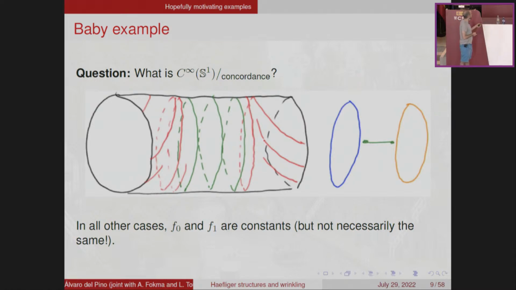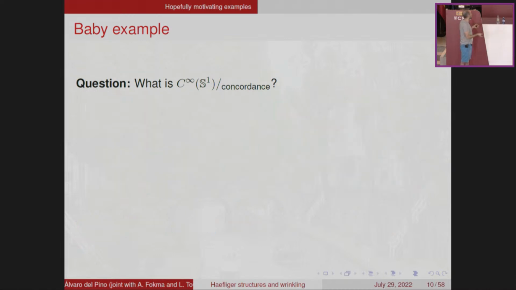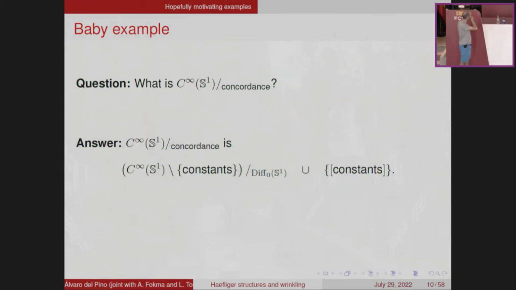So what we've proven is that if you see a concordance of this type, then the functions have to be just constants, but they don't have to be the same constant. Okay, so what is the punchline? Let's wrap this example. We have a complete answer: functions up to concordance is basically one of the elements is the class of the constants, and all the other classes are isotopy classes of non-constant functions.